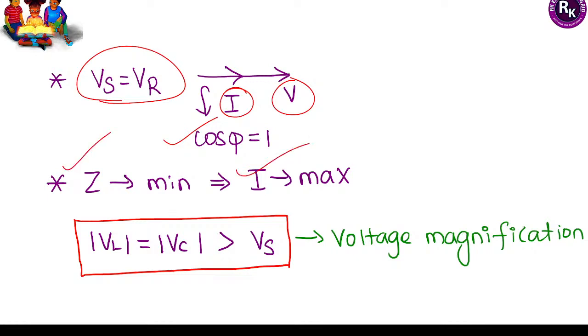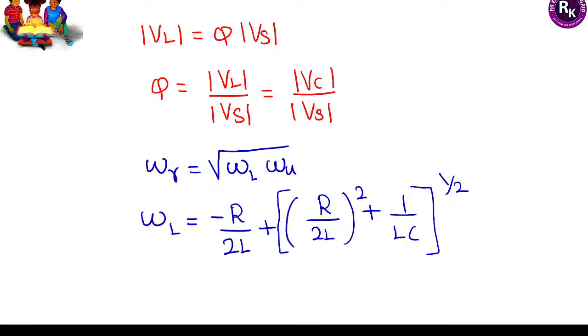Current will be maximum. And we know the magnitudes of the inductor voltage and the capacitor voltage are equal, but their value is higher than the supply voltage in series RLC at resonance. That's why it is called a voltage amplifier or magnifier circuit. It means the voltage will get boosted and become higher than the supply voltage at resonance in the case of the inductor and capacitor. Next, quality factor, QF.